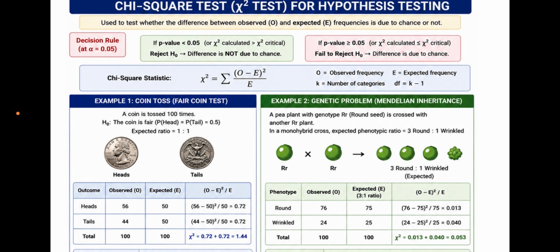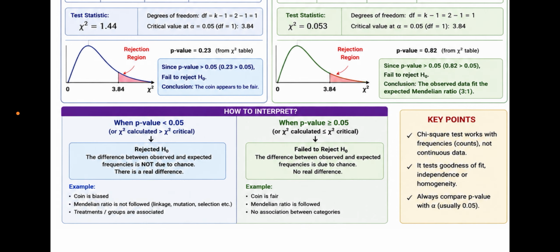The formula for chi-square is chi-square equals the sum of (observed minus expected frequencies) whole squared, divided by expected frequencies. Similar to the t-test, here we also test the hypothesis, the null hypothesis and the alternative hypothesis. But chi-square is used for data with categories and frequencies, whereas the t-test is used for continuous data.